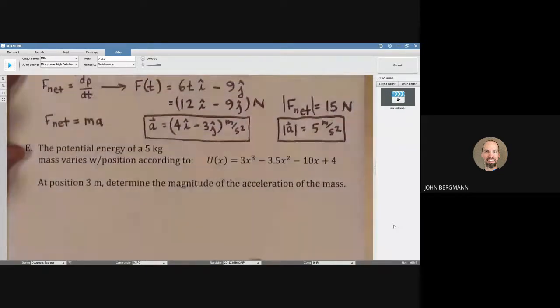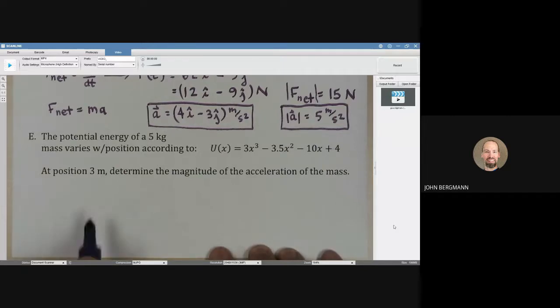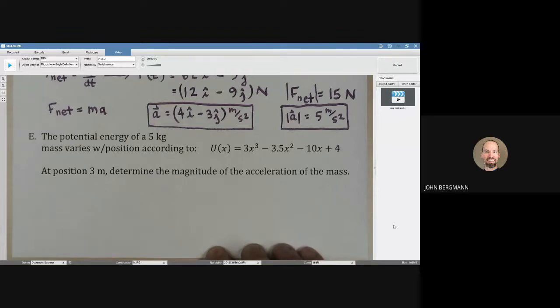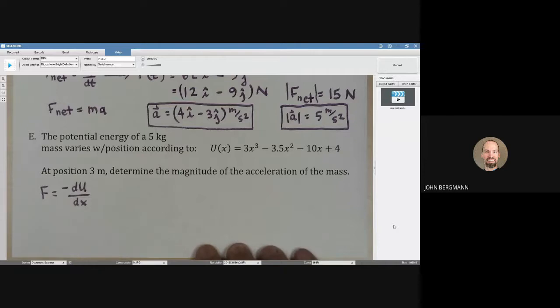Let's try one more for this video. Here we've got the potential energy of a 5 kilogram mass, and it varies with position according to that. And at position 3 meters, we want to know the magnitude of the acceleration. So once again, if we have the mass and we want acceleration, it'd be nice if we had force. Well, the force we went through in an earlier video is dU/dx, changed sign.